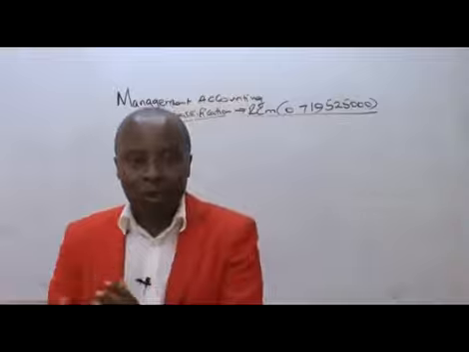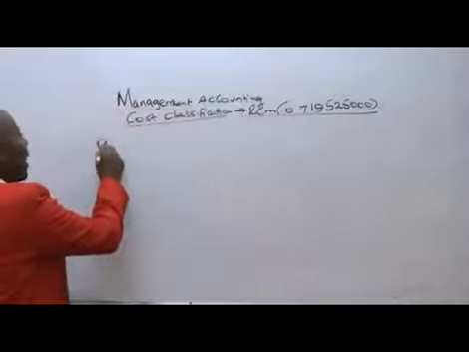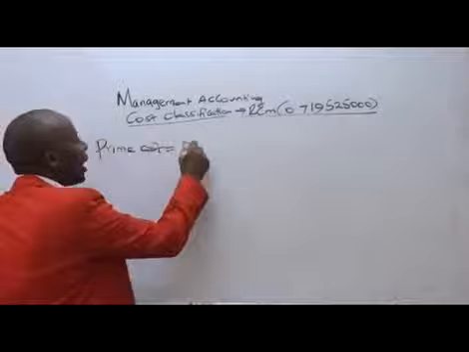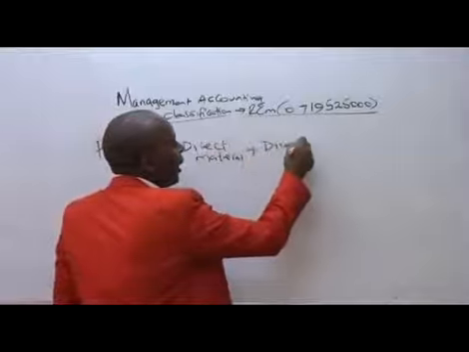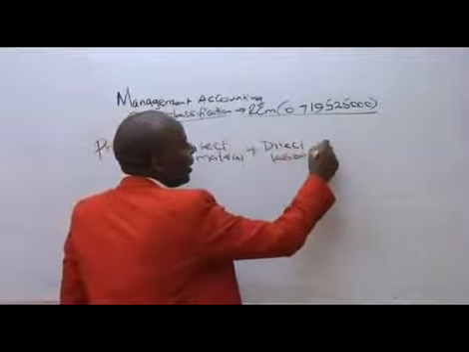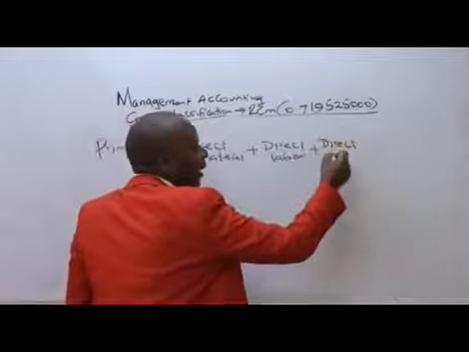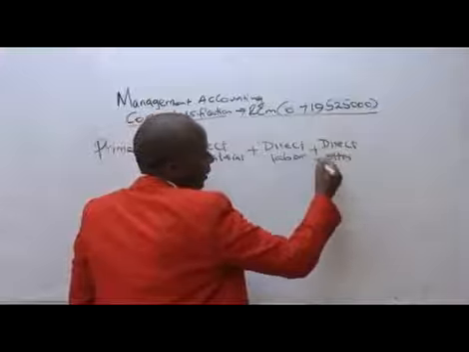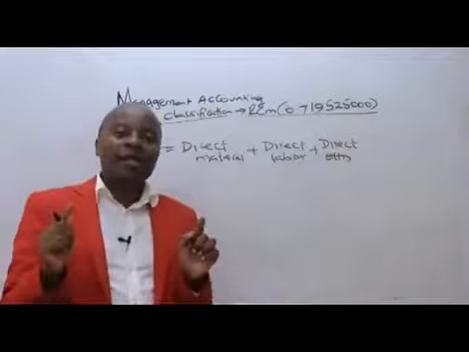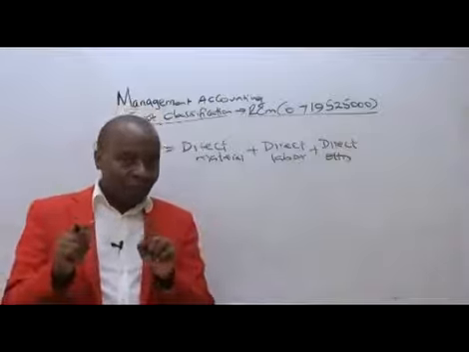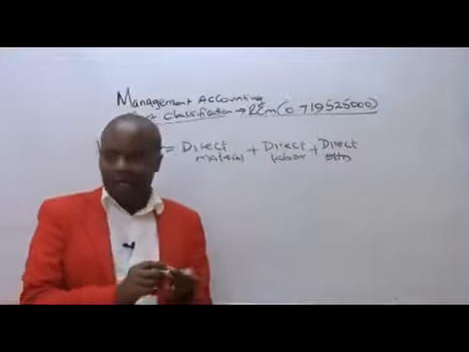Primary cost, prime cost. So under prime cost, what do we have? We have direct materials plus direct labor, and if there is any expenditure that happens to be an overhead that is directly attributable, direct overhead. Perhaps you hired a production room directly attributable to a particular production process. That will fall under what we call direct overhead.